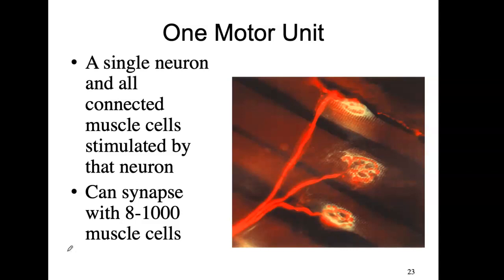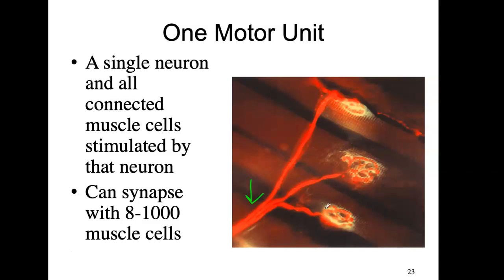Now I'm going to introduce the concept of a motor unit, and this is a fabulous picture of a neuron here, and it's branching out, and this one is branching out and forming a neuromuscular junction here, and then another branch onto a second muscle, and the third branch onto a third muscle. So this is how neurons work. They are able to branch out, and one particular neuron here is stimulating 3 muscle cells.